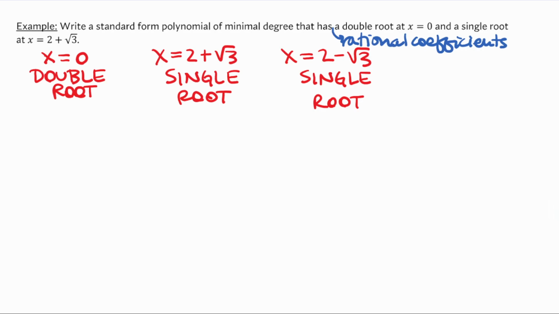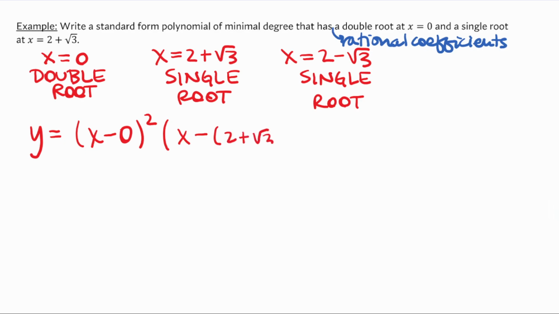Alright, so we're just going to set up our factors like we've done before. It says a standard form polynomial of minimal degree. It doesn't say anything about the leading coefficient, so I'm going to assume the leading coefficient's 1. So I'm going to start off with y equals 1 times x minus 0. Now since this is a double root, I'm going to need to throw an exponent of 2 on there. And the next one, this is just where you need to be a little careful, is x minus, and then in parentheses, 2 plus the square root of 3. And after that, we'll have x minus, and then in parentheses, 2 minus the square root of 3.